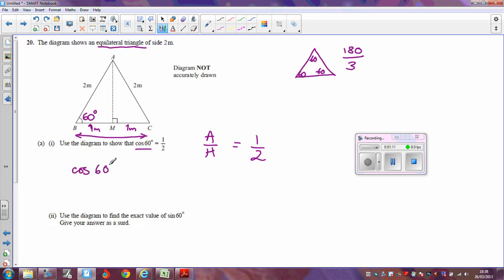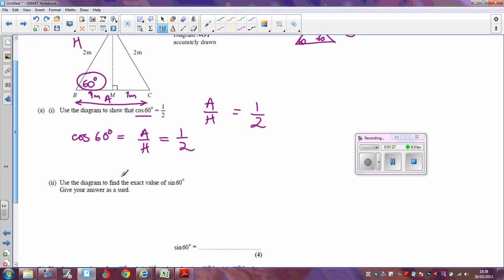I would write cos 60 degrees. I would label on here, this is the adjacent, this is the hypotenuse. I would write cos 60 degrees is equal to the adjacent divided by the hypotenuse, which is equal to a half. And they'll be looking for the 60-degree angle marked there.